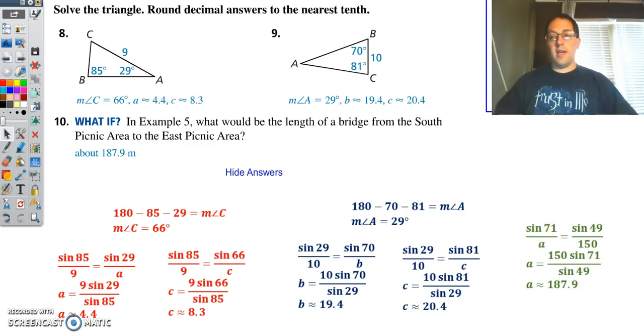Right? And that is the law of sines. It's not too bad. Just remember, you've got to have one side and the angle opposite that side. As long as you have that and one other measurement, then you can solve any triangle and it's all good.